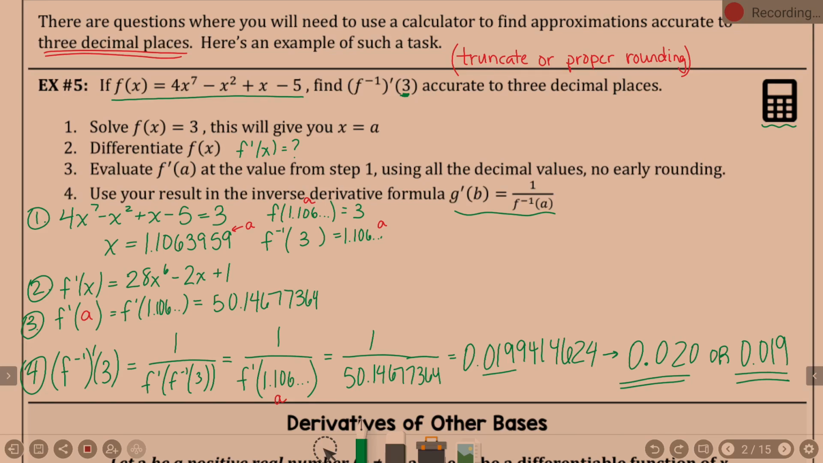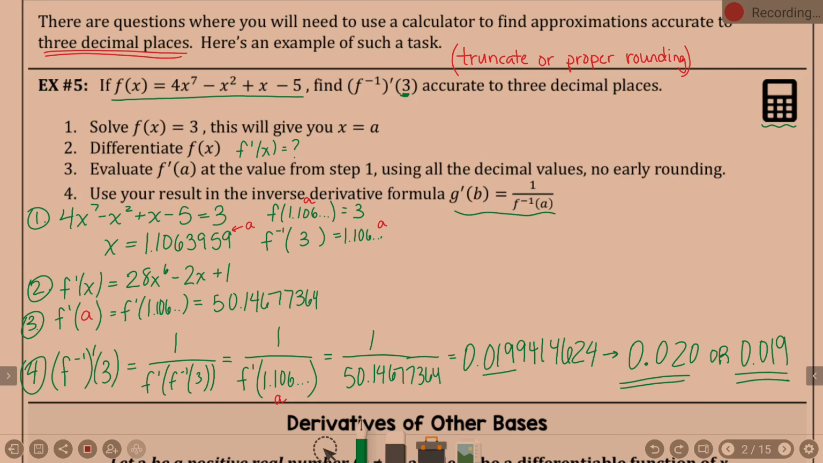Okay? Now, you can enter, and I'm not great at getting this used, but what were we trying to do? We were trying to get 4x to the 7th minus x squared plus x minus 5, right? And what were we trying to get that to equal? 3. And if you hit OK, which is that right there, it will solve it. And notice that 1.106 number is back.